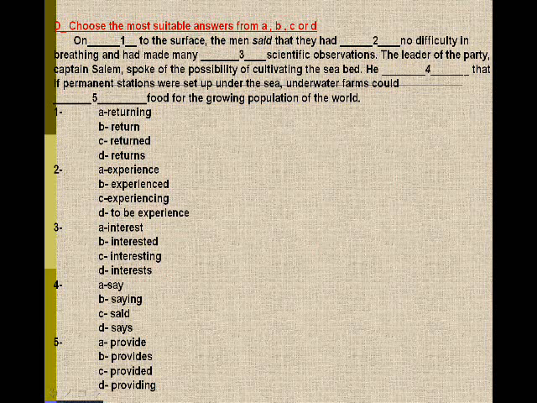So of course, which one is to choose? On to the surface. So on what? Very good. You have to use the gerund, returning. So on returning to the surface, the men said that they had, and again, be careful in the exam to choose. Let's say number 2, you go to choose from number 2. Don't miss numbers, okay? This is important. So they had no difficulty in breathing. A, experience, B, experienced, C, experiencing, and D, to be experienced.